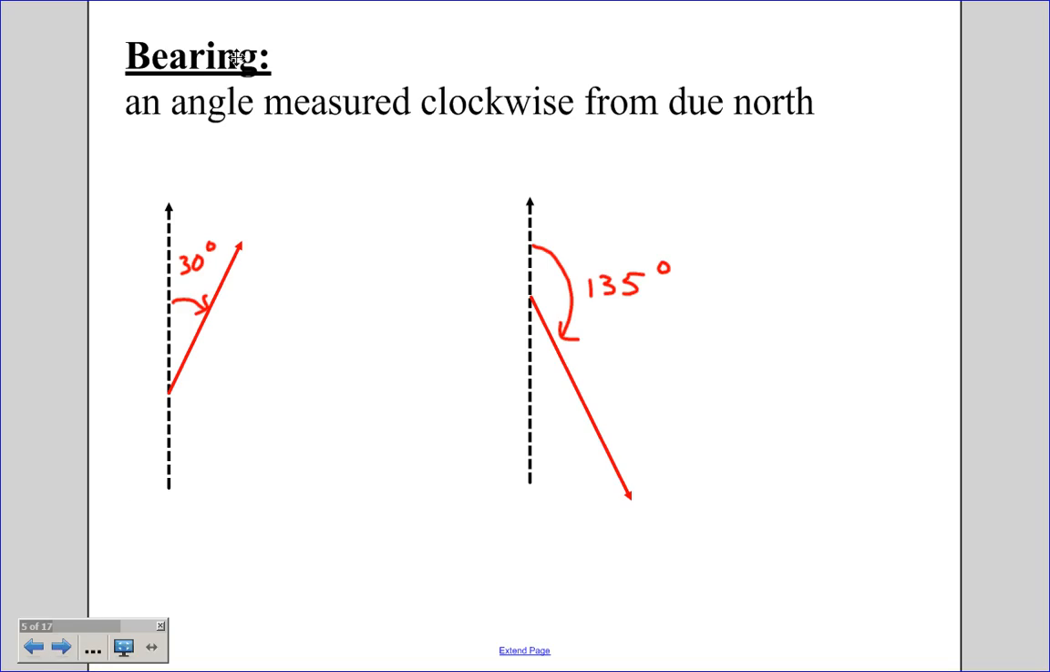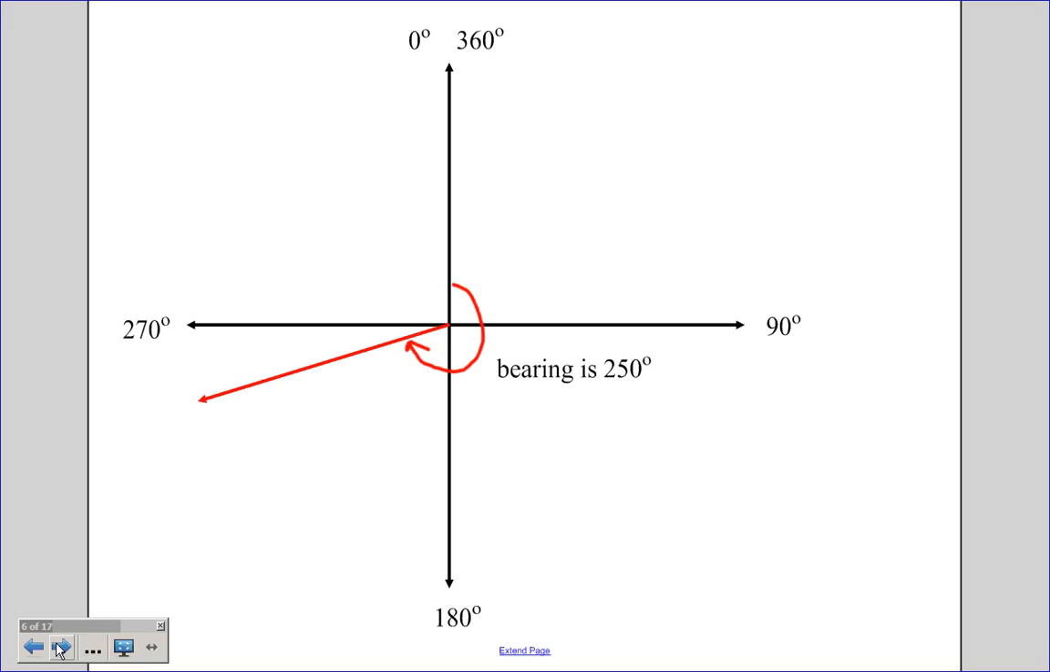First, we need to learn about what a bearing is. A bearing is an angle measured clockwise from due north. I believe we've done this a little bit this year, but not a lot. So a 30-degree bearing would be 30 degrees from north. A 135-degree bearing would be down here. This is a 250-degree bearing.